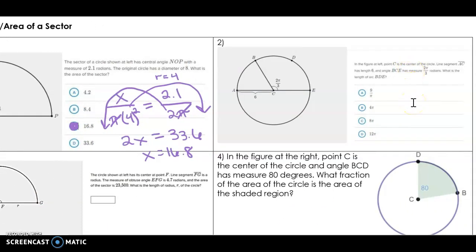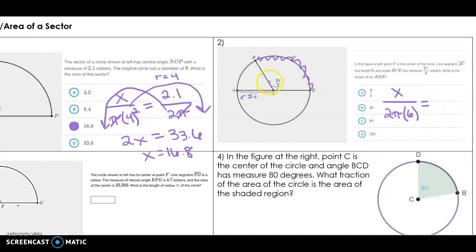In the figure at left, point C is at the center of a circle. Line segment AC is 6. That's our radius. And angle BCE is 2 pi over 3 radians. What is the length of arc BDE? Okay. Again, we're looking for an arc length, so that's going to be my first proportion. I'm looking for the piece BDE over the entire arc length, the circumference of my circle, which is 2 pi r, 2 pi times radius of 6.